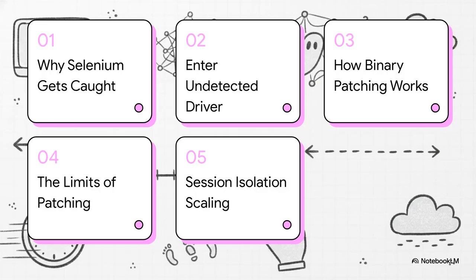1. Why standard Selenium gets caught. 2. Enter undetected ChromeDriver. 3. How binary patching works. 4. The hard limits of patching. And finally 5. Scaling up with session isolation.